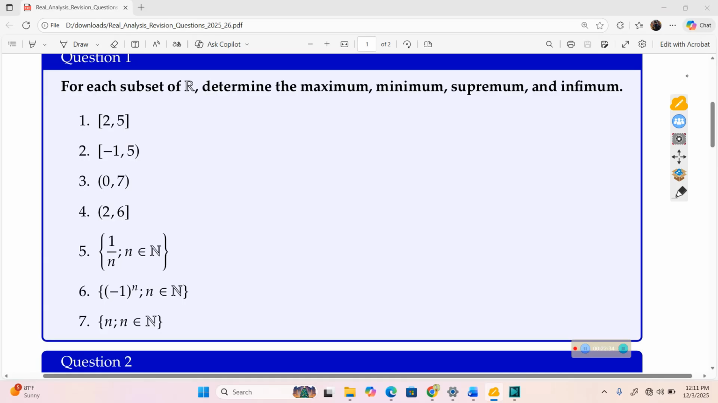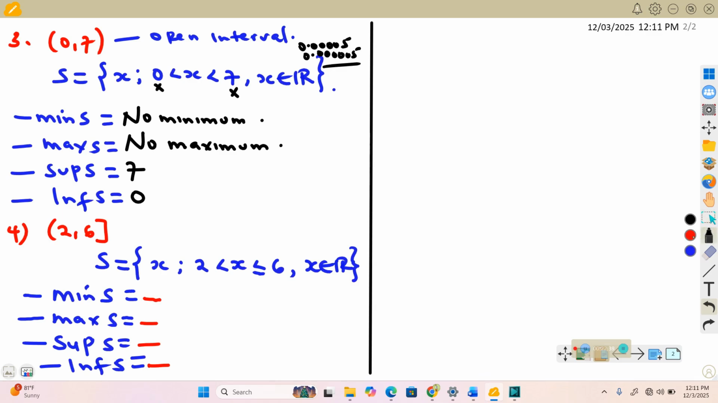Okay, so let us look at the next one, 5. So 5 is saying we are having this set here, 1 over n, where n is an element from the set of natural numbers.